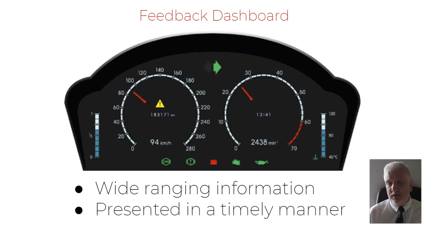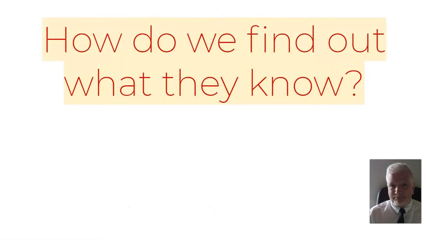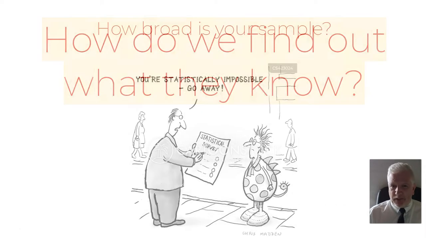So imagine if we could have a feedback dashboard for the schema construction of our class. Imagine they're standing in front of you and you could see literally something like this coming up. Wide-ranging information amongst all the pupils presented in the moment so that you know how and when to respond. Is such a thing even possible? Yes, it is. But how do we find out what they know?